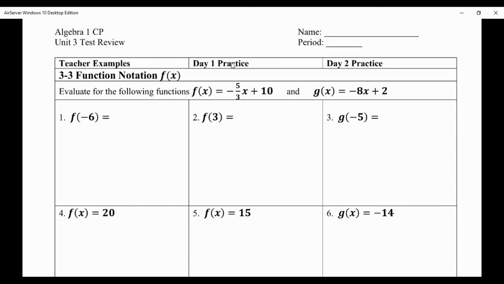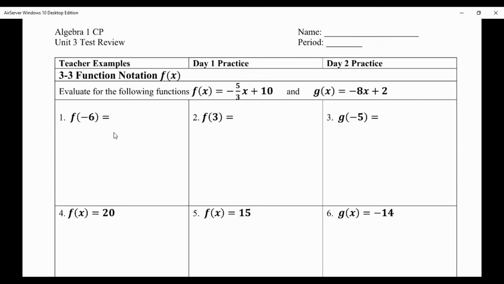You are then responsible for completing day 1 practice in class and then day 2 practice on your remote day on Wednesday. This should help you prepare for your Unit 3 summative that will be in class on Thursday, February 4th.